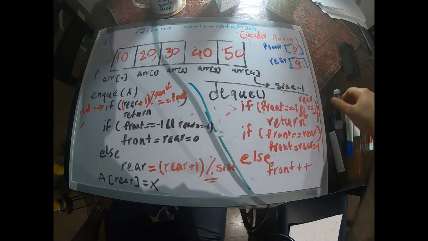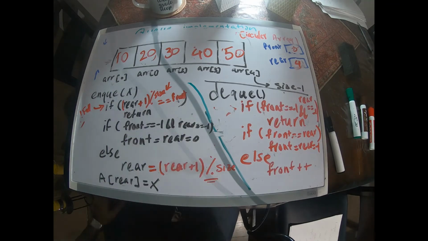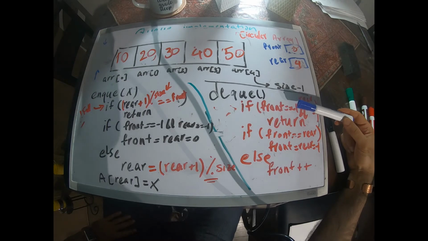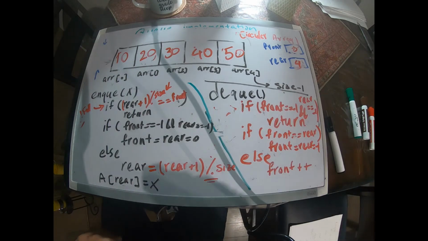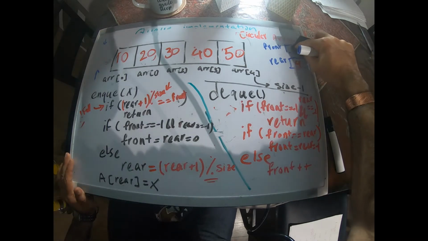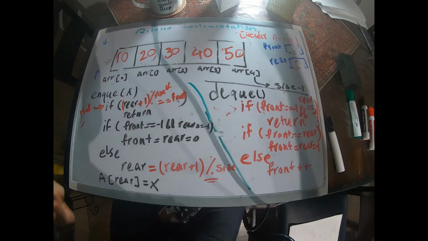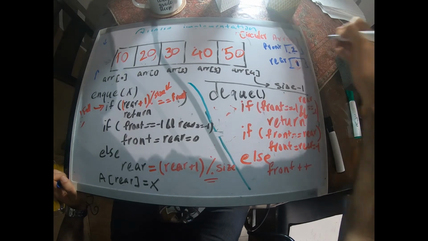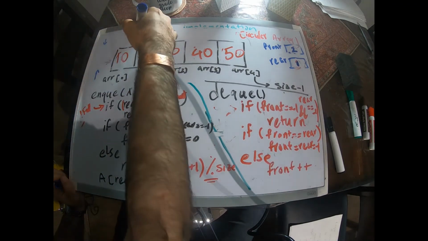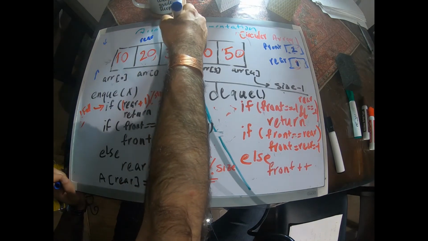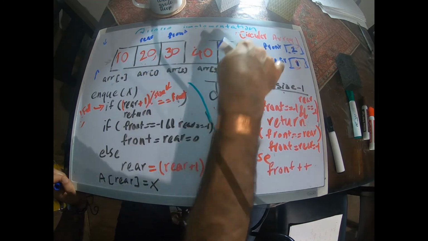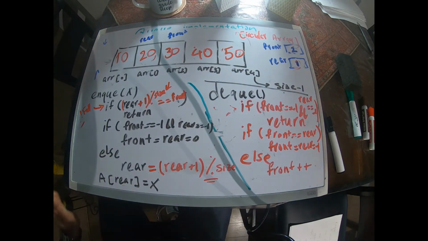Now let's look at the other one. The other operation that we have to write for a Q implementation, DQ. Okay. So let's go back to the example that we had. Let's say that this was the case. Let's say that my rear is 1 and my front is 2. So it means that this is the rear, this is the front. Our Q starts from here, 30, 40, 50, 10, 20, right?